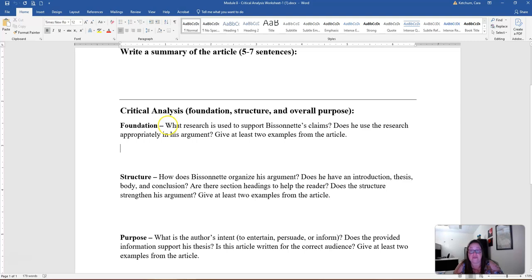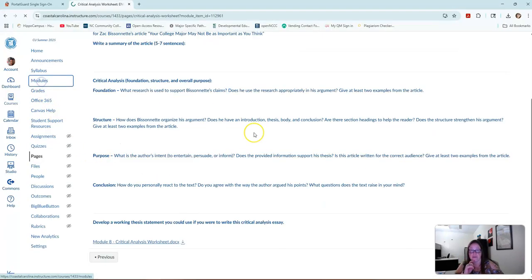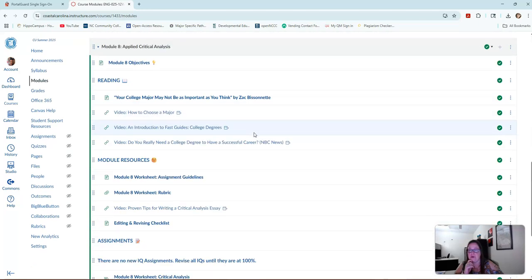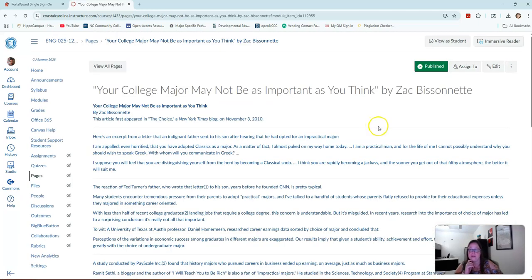Okay? And for each of these, I kind of have some questions that'll help lead you through this. So when you're looking at foundation, that means you're looking at how does Zach Bissonette support his article? What is the foundation? What is the research that he uses when he's giving his points and making his argument? And is it solid research? Okay. So you may say, how do I know what's solid research? Let's go back to the modules and just pull up this article.